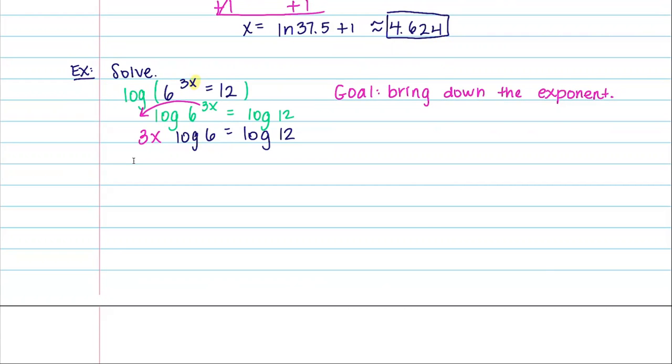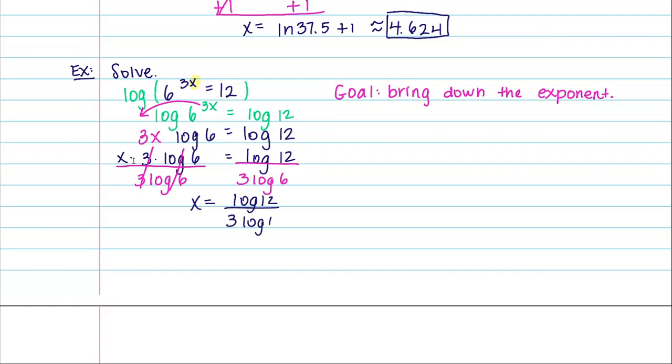So we have a 3 and a log of 6 that we want to move. I'm going to rewrite this, and I'll put my x in front just so you can see what we're doing here. Now I can divide both sides by 3 log of 6. So my 3's will cancel out and my log of 6 will cancel out. So my exact answer for x is log of 12 over 3 log of 6.